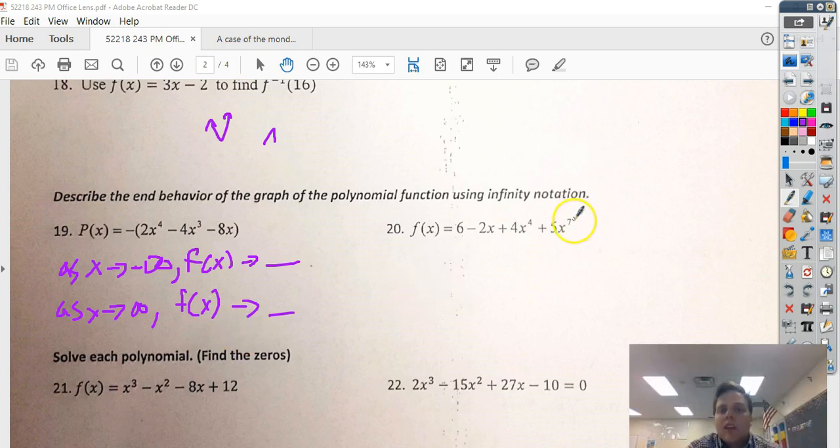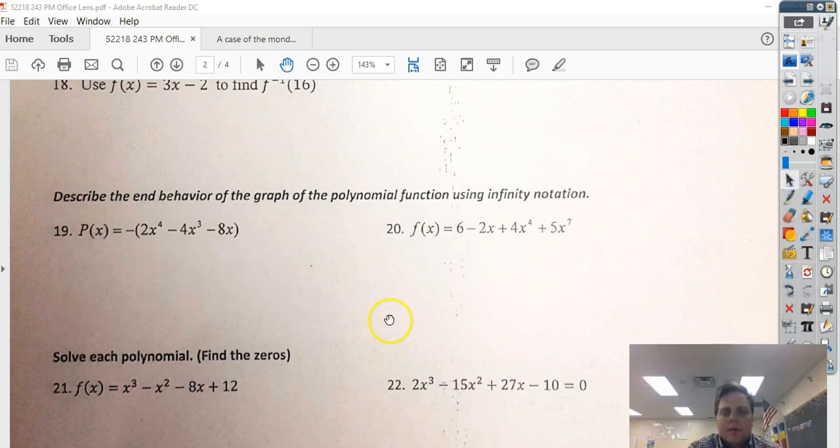Alright, well this one, notice my highest power is 7, so that's odd. So that is down, then up. Okay, unless of course the highest power is being reflected, but it's not because that's positive, so it stays down, then up. Okay, and there we go. Alright, moving on. Next problem.